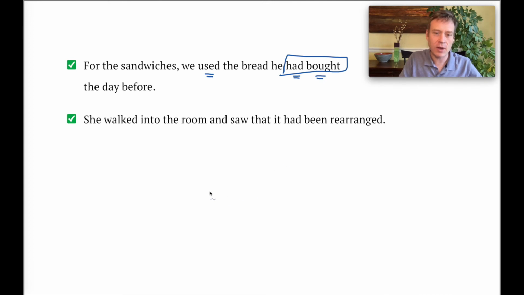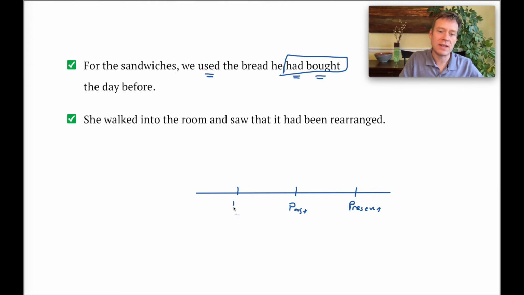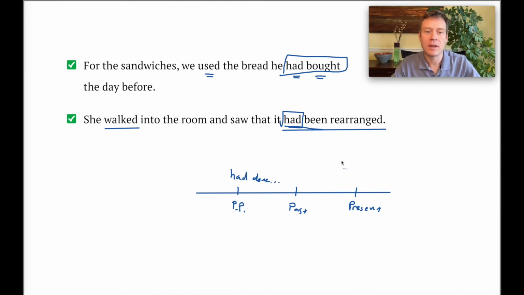In a way, it's kind of like if you can imagine a timeline. This is the present. This is the past. And then even more distant in the past is the past perfect. So this is like the had, done something. And then in this example, walking into the room, that's in the past. And before walking into the room was the being rearranged. So had been rearranged, especially this had, indicates that the rearranging happened before the walking into the room.